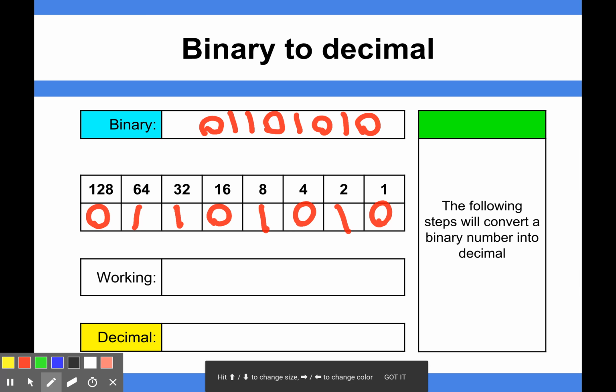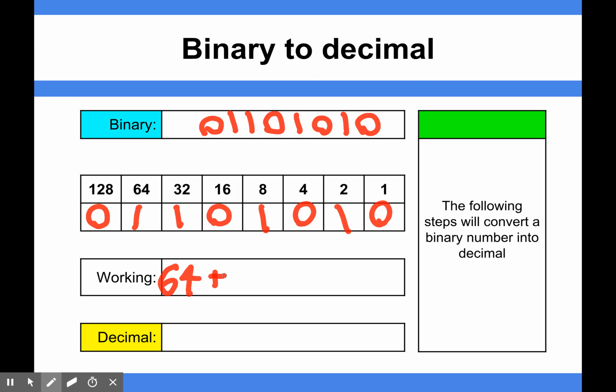But to work this out, it's 64 plus 32 plus 8 plus 2. So 32 plus 8 is 40, plus 64, 40 plus 64 is 104, and then plus 2 is 106. So 0110 1010 in binary is 106 in decimal.